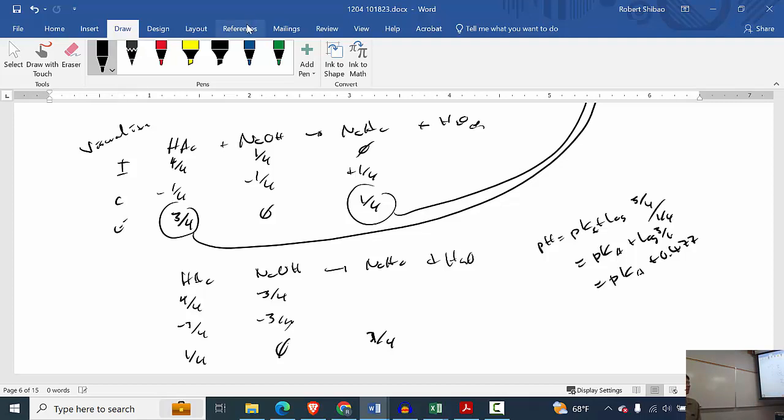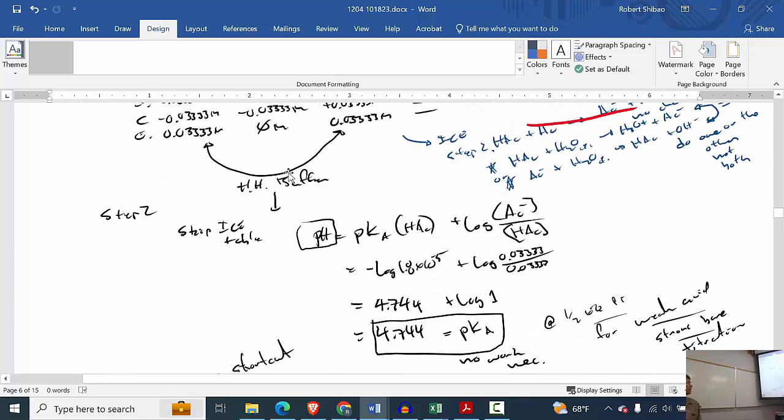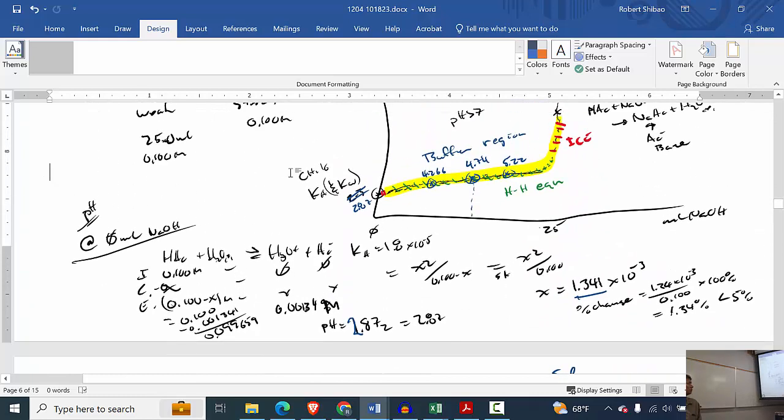There's one other one I have memorized, and this is easy: the 1/10 and the 9/10 equivalence points. The 1/10 equivalence point is going to come at how many milliliters? It's going to be 1/10 of 25, so this is going to come at 2.5 milliliters. And then I'm going to go to 9/10 of 25. 9/10 should be 22.5 milliliters.